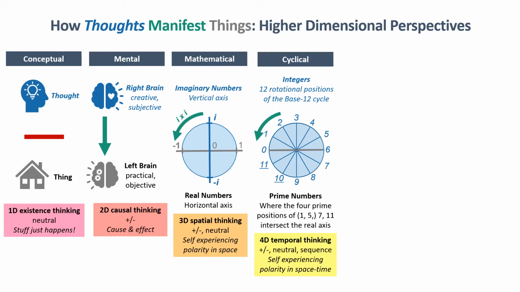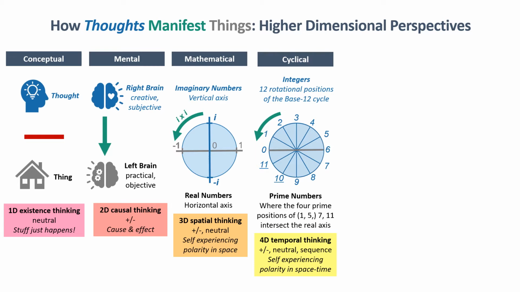Now, it turns out that the base 12 cycle itself can be expressed even more simply in mathematical terms. That's because all 12 positions of the cycle can be expressed using prime numbers, numbers that cannot be divided further. In fact, every whole number is either a prime number itself, such as 1, 2, 3, 5, 7, and 11, or a product of primes, such as 4 being the product of 2 times 2, 6, 2 times 3, 8, 2 times 2 times 2, and so on.